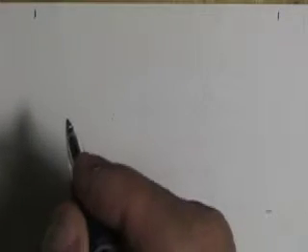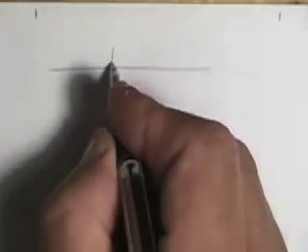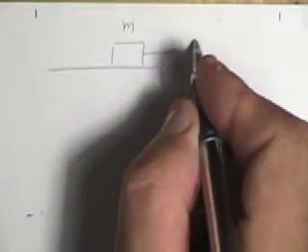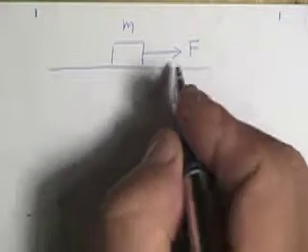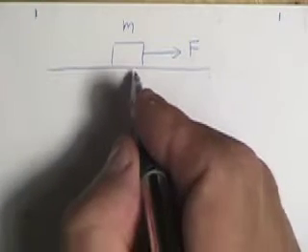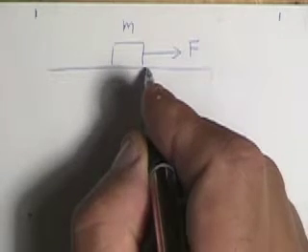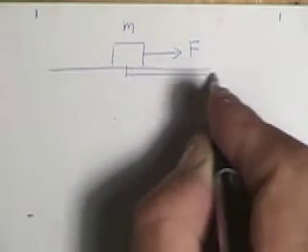Today we'll be studying work, specifically positive work and negative work. For example, if we take a block with mass m and act on it with some force F, we're pushing this block to the right. The block moves a certain distance, which we can call x.